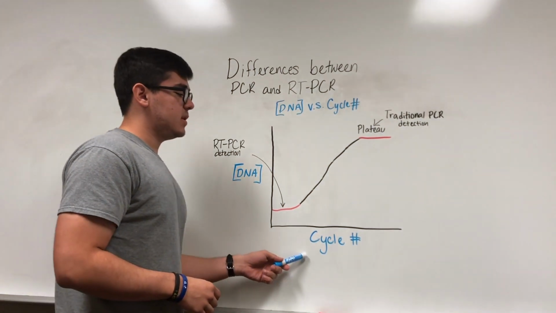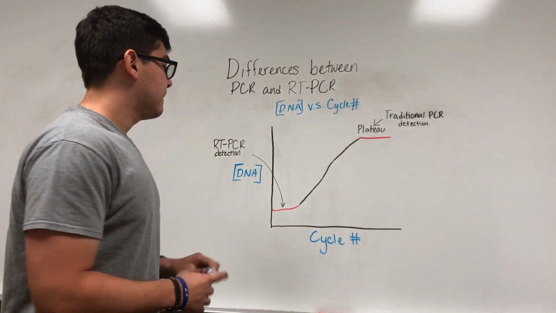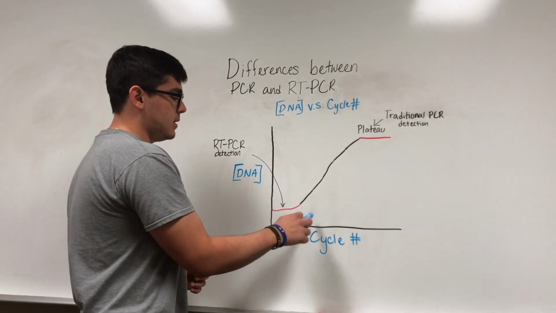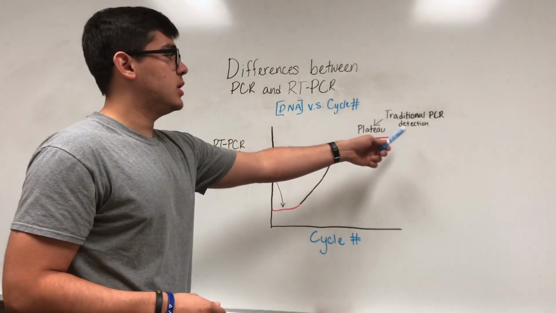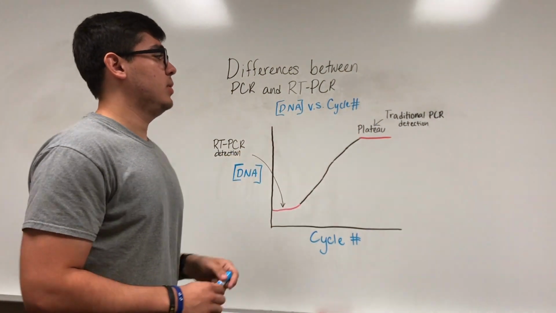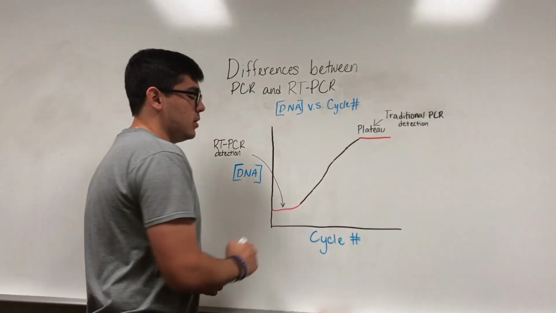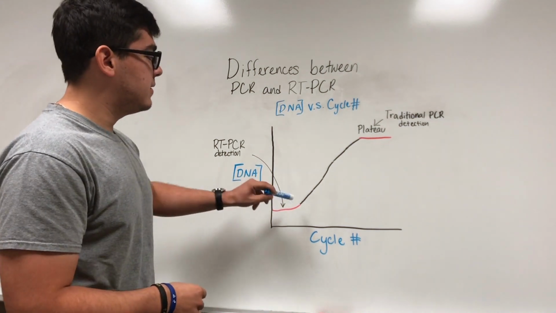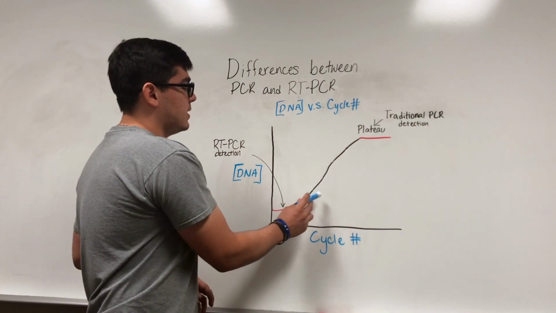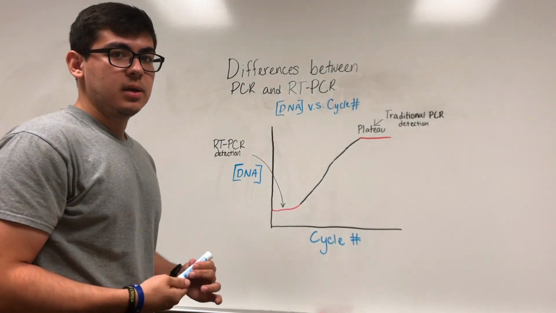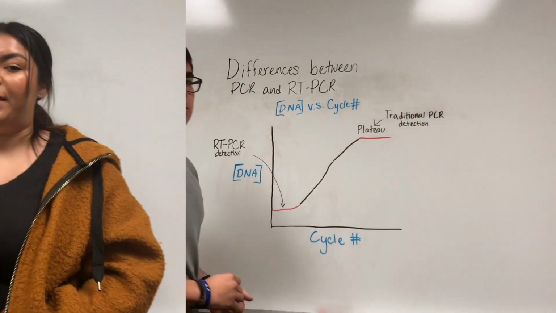In this graph, we have the cell cycle on the x-axis and the DNA concentration on the y. Real-time PCR detects DNA amplification early on in the stages of the reaction, as opposed to traditional PCR, which detects it at the end point. Real-time PCR uses a fluorescent probe to detect this amplification early on in the stages. In the graph, we can see that as the cell cycle increases along the x-axis, the DNA concentration increases exponentially until it reaches its plateau, where traditional PCR detects it at its endpoint.